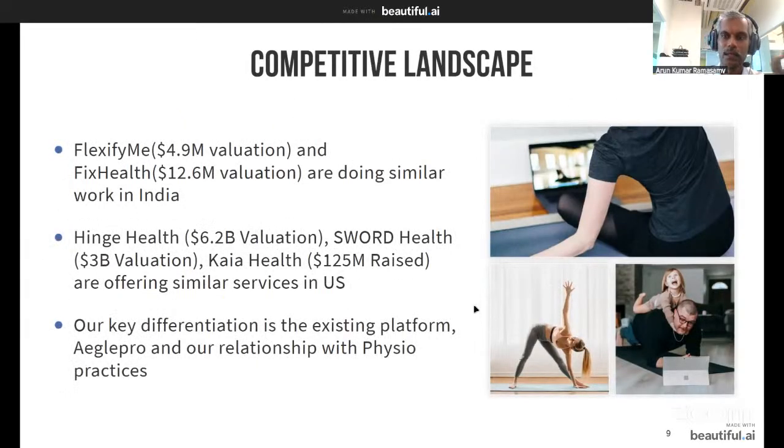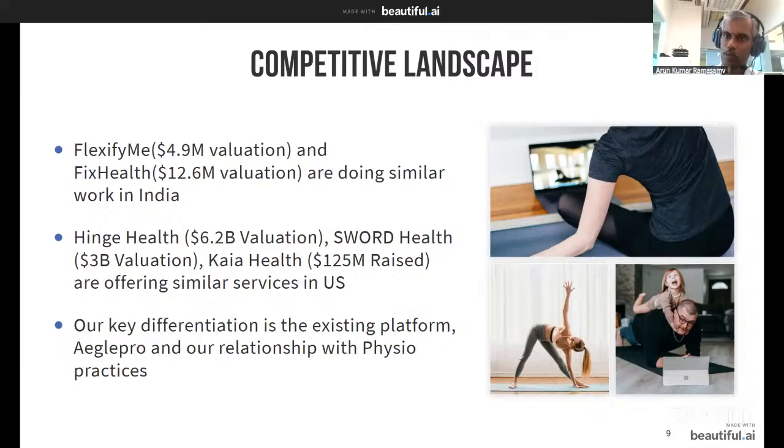And this is not something unique or a new invention, right? There are a few more players who have similar offerings, like for instance, Flexify Me, Fix Health. These are doing similar work in India, and some of the known brands internationally are Hinge Health, Sword Health, Kaya, and these are some of the big companies based in the US who are doing similar work. Right.